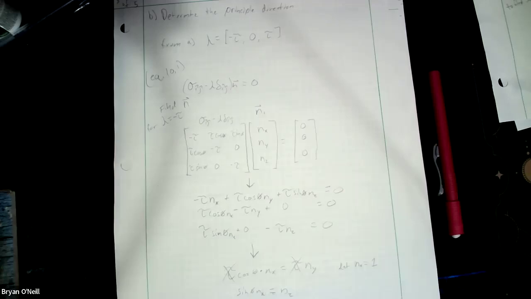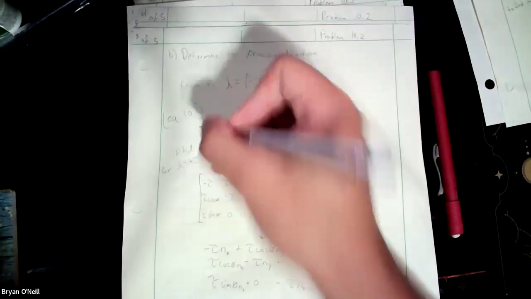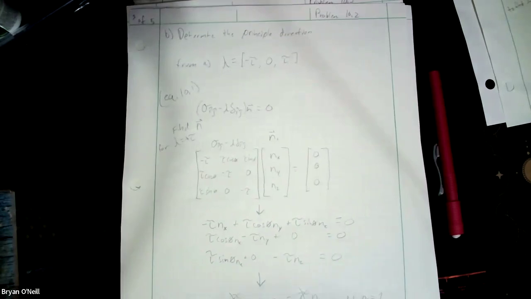Actually, I think I messed it up again. Yeah, I sure did. That's the positive tau, so that means this is a plus. Regardless, it comes out the same way because we have plus and minus tau in our eigenvalue set.